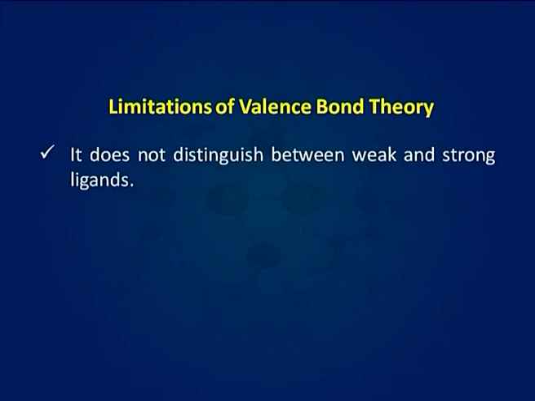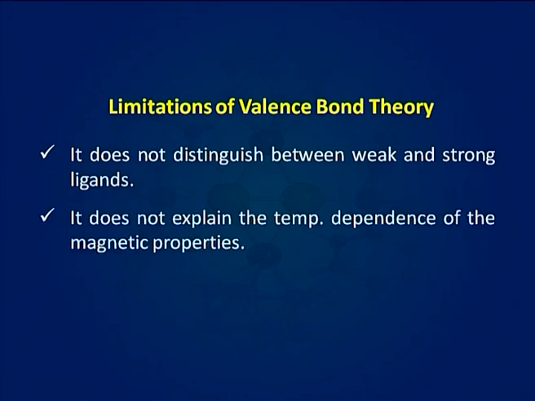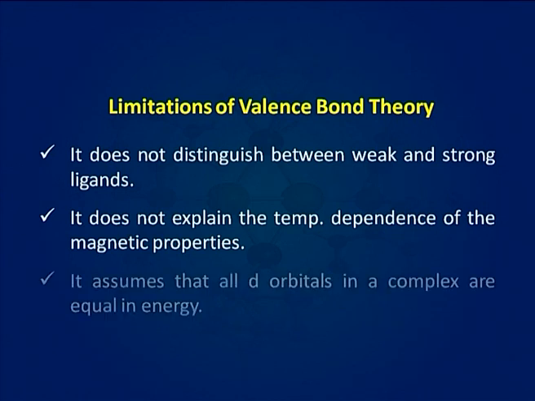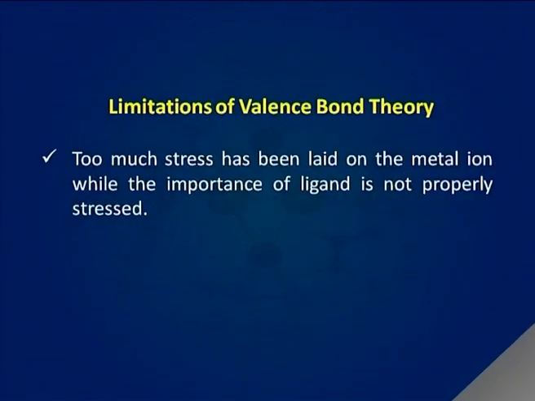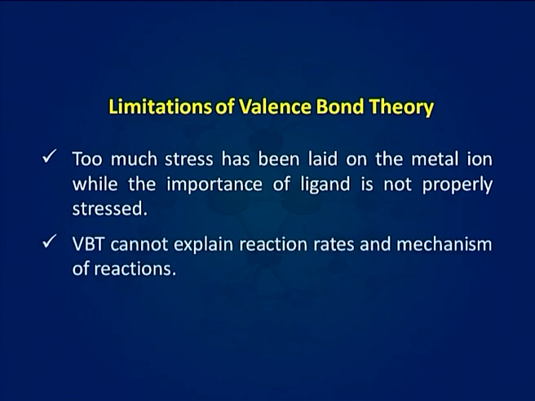It does not distinguish between weak and strong ligands. It does not explain the temperature dependence of magnetic properties. It assumes that all d orbitals in a complex are equal in energy. Too much stress has been laid on the metal ion while the importance of ligands is not properly stressed. Valence bond theory cannot explain reaction rates and mechanism of reactions.